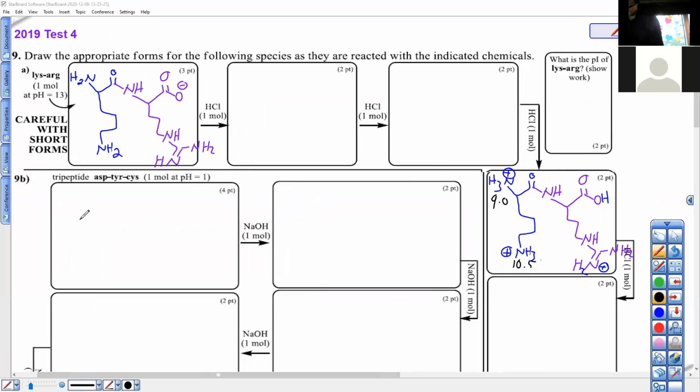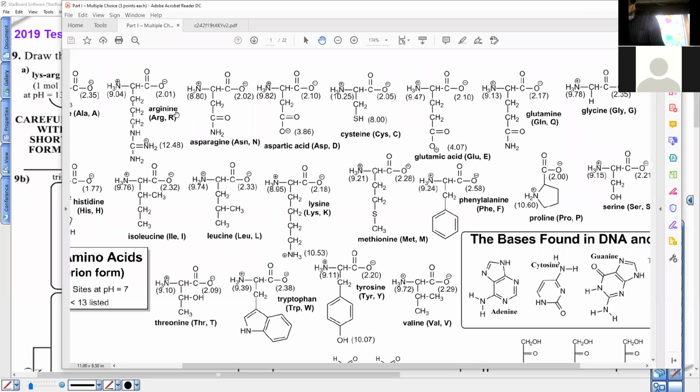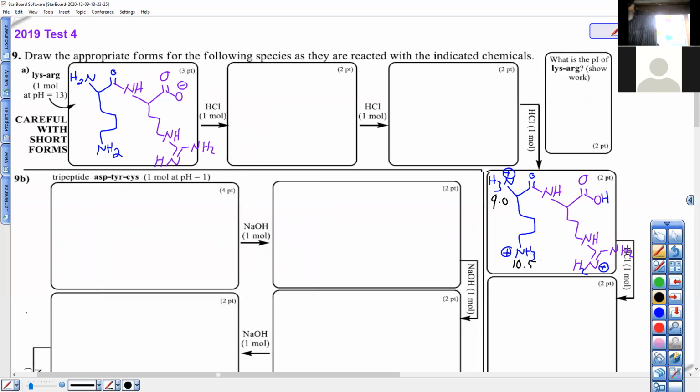Arg. Where are you, arg? There we go. Arg. 2 rounds to 2, and 12.5. My memory's not totally shot. There's still hope for me yet. 2.0, 12.5. Which one of those is coming off first? Because that'll be the box directly before this one. And the answer is 2.0 for sure.